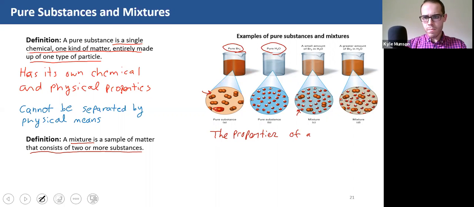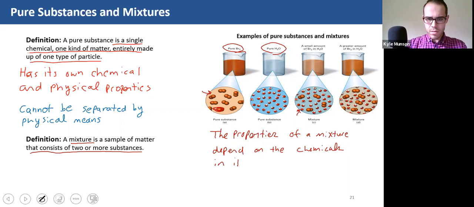of a mixture depend on the chemicals or substances in it. And that makes sense, right? Depending on what's in your mixture, it's going to have different properties and things like that.